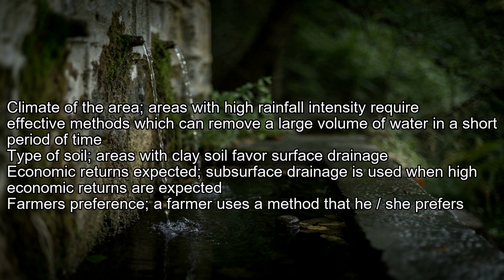Climate of the area. Areas with high rainfall intensity require effective methods which can remove a large volume of water in a short period of time. Type of soil. Areas with clay soil favor surface drainage. Economic returns expected. Subsurface drainage is used when high economic returns are expected. Farmer's preference. A farmer uses a method that he or she prefers.